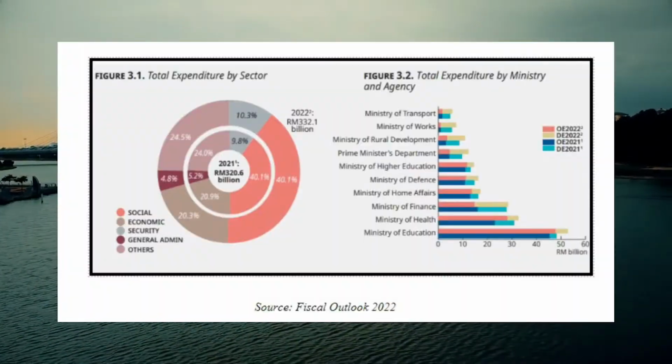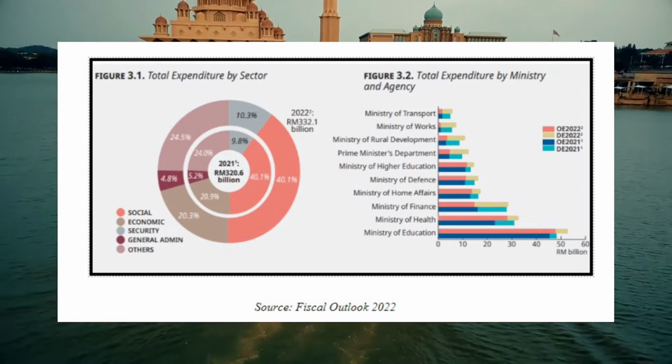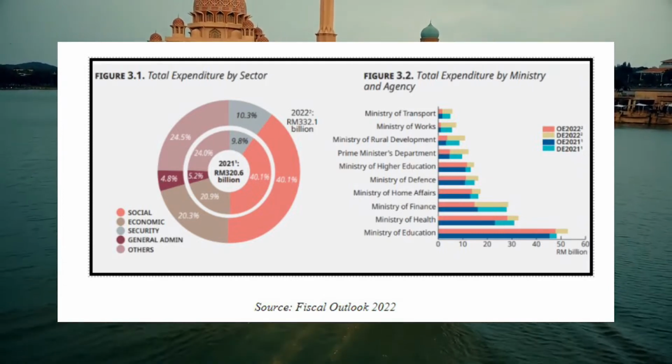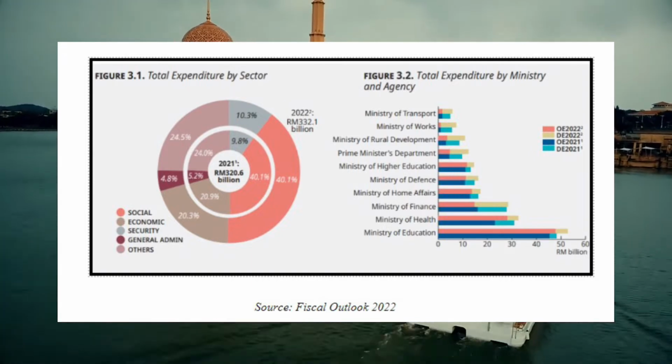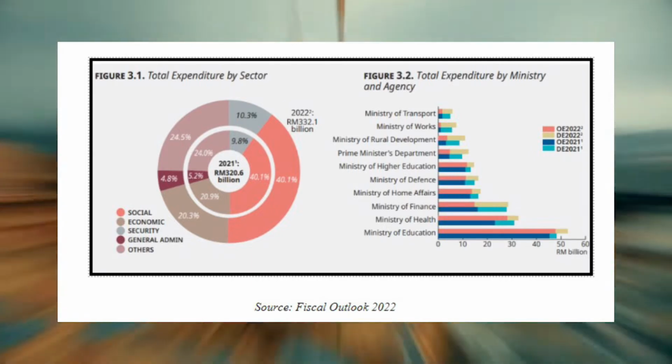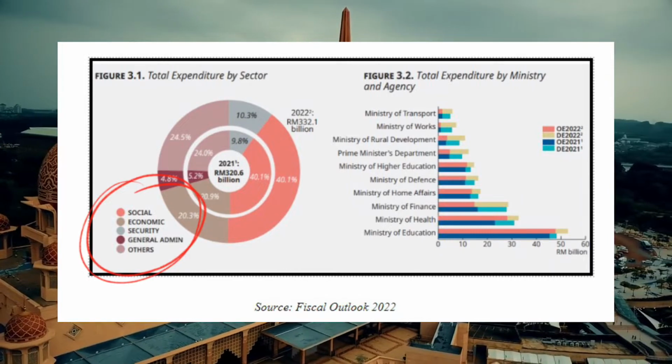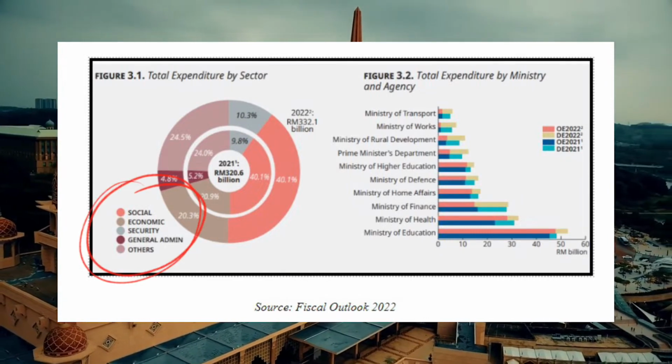The figure represents the total spending by the Malaysian government. For 2022, the total expenditure is 332.1 billion ringgit Malaysia. These expenses have been separated into 5 sectors, which are social, economic, security, general admin and others.